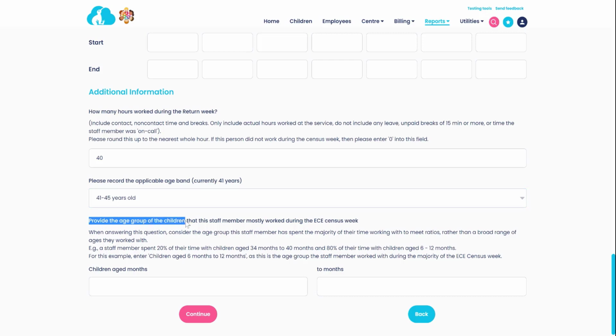Now, the ministry are also now asking, provide the age group of the children this staff member mostly worked with for census week. So mostly, they might have been with under twos on Monday, but the rest of the week over twos. So the common age group that he worked with during census week was age 24 months up until age 60. So that's our 2-year-olds up until age 5. You can obviously go beyond that if you operate or care for children over that age. It is an approximate and it does need to be whole numbers.